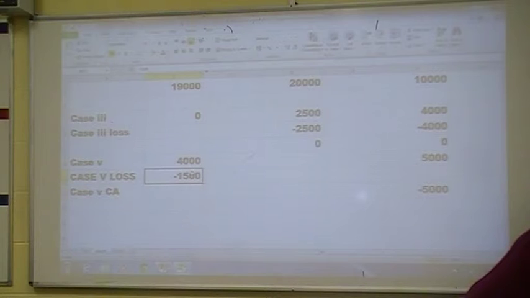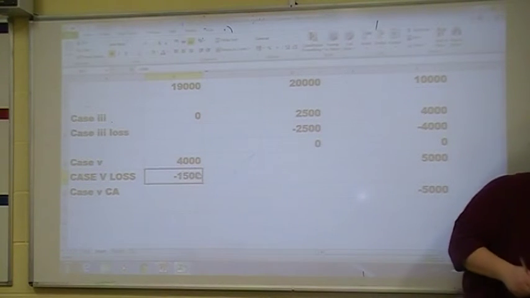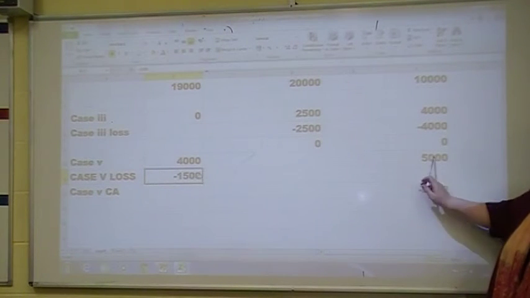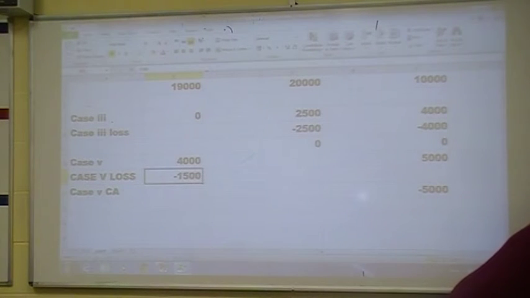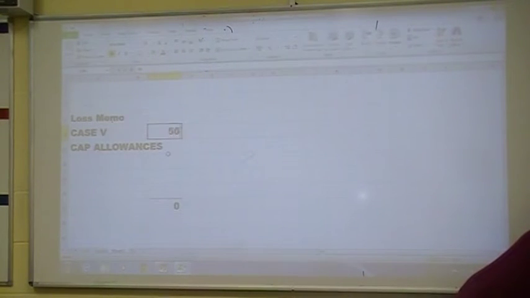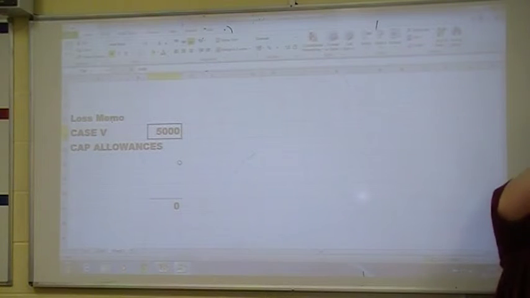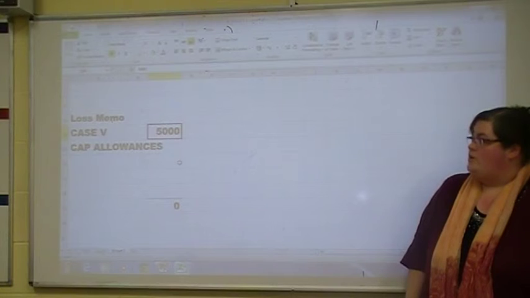Okay, so that's our 1,500 gone in there. I did the last memo, but I forgot to actually come back and put it in. So now I'm bringing 5,000 capital allowances off my 5,000 income here. So that only leaves me with 5,000 worth of loss then, isn't it? Because that's the current year, so taking my 5 off my 5 leaves me with 5,000 worth of loss.